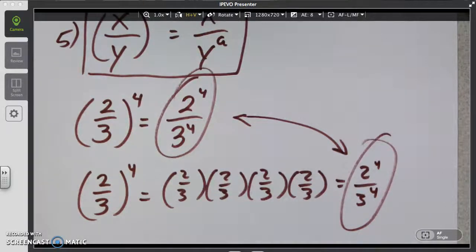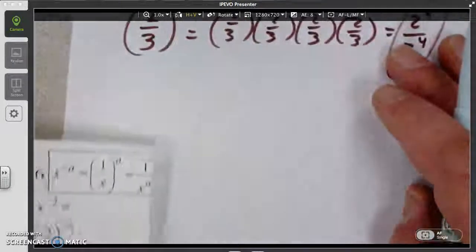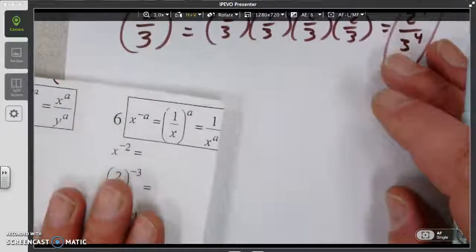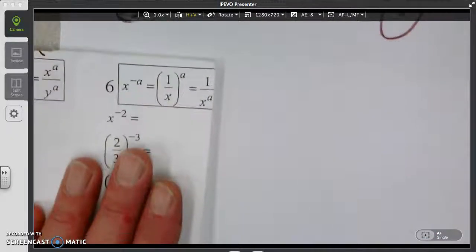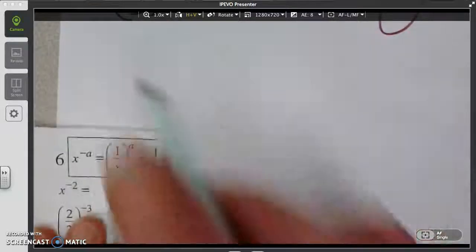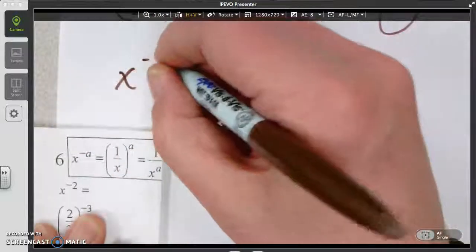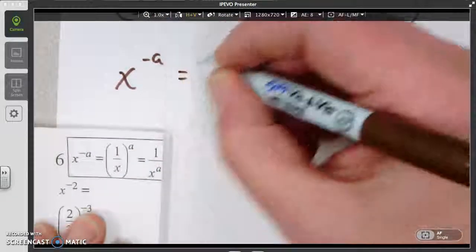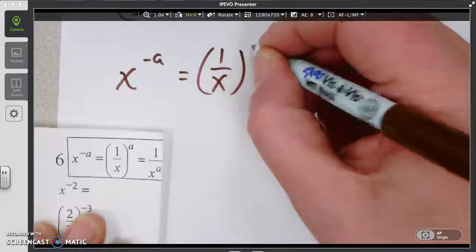Okay, getting to one of our trickier ones. Our last two are a little bit tricky, so let's try and go through it. Number 6 is the negative exponent rule. x to the negative a is 1 over x to the a.